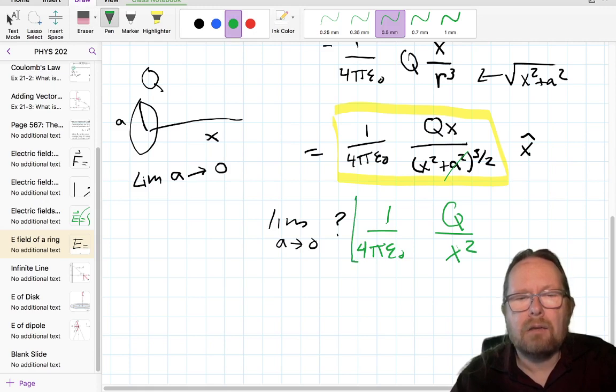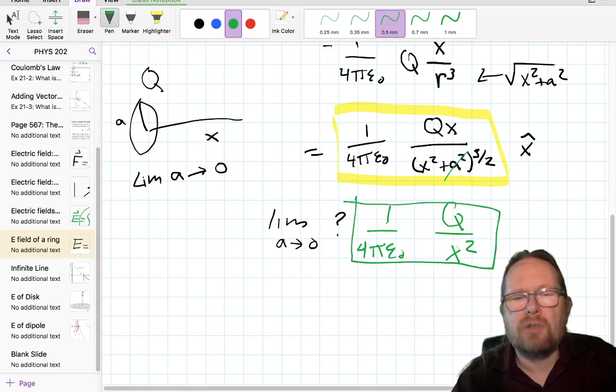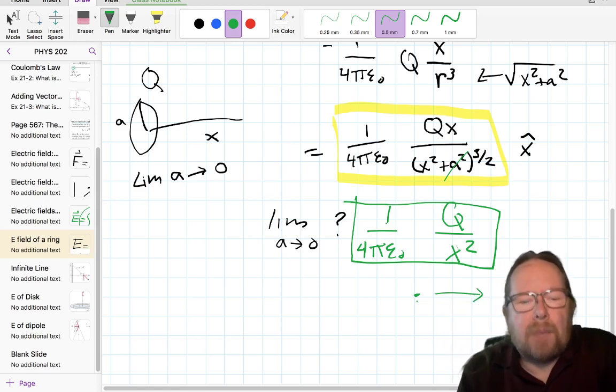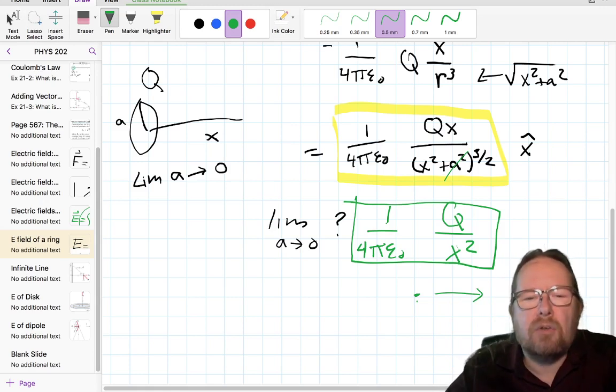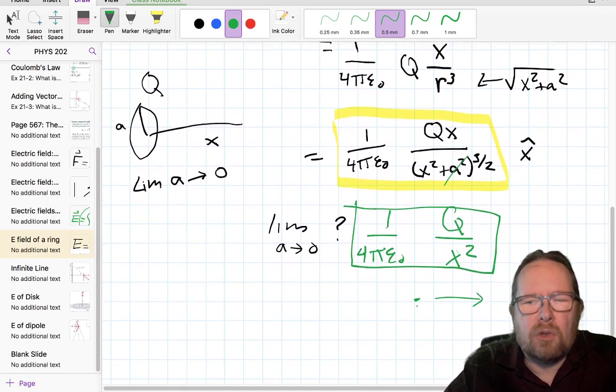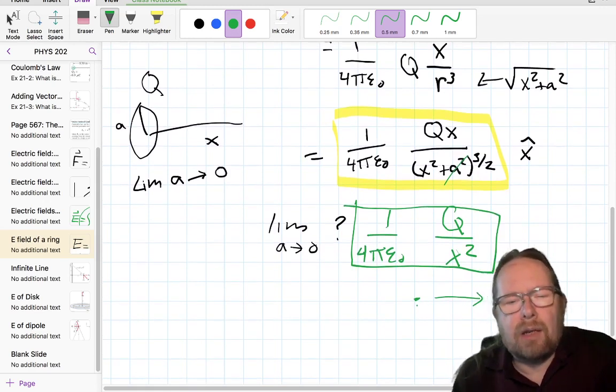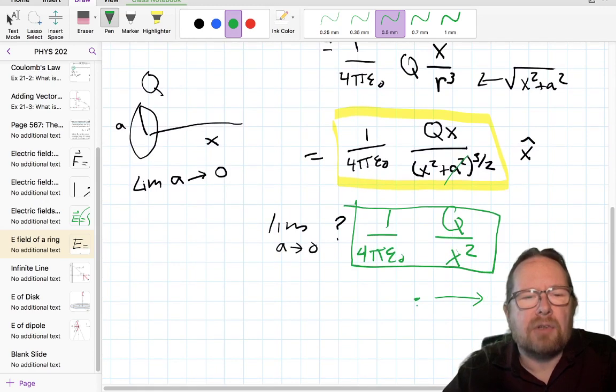And that, 1 over 4 pi epsilon naught times the charge divided by the distance squared, is just the electric field you would expect from a point particle, which is exactly what you get if you take a ring and you shrink it down to 0. So not only does this answer make sense, it reduces to the expression you would expect for a point charge located a distance x away from you.